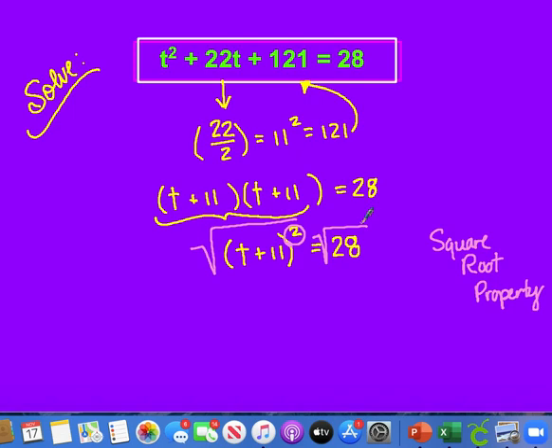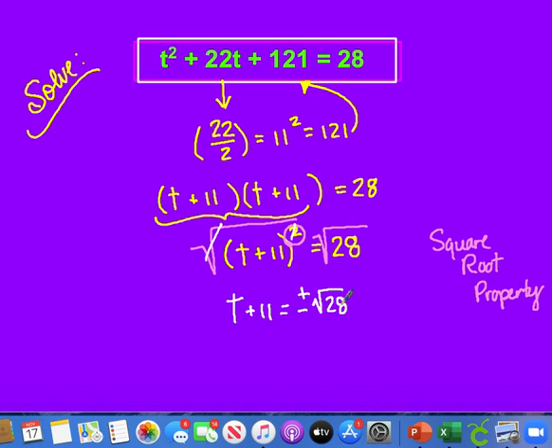It is not a perfect square, and that's okay. All right, but when I square root the left side, I'm going to undo the square and be left with t plus 11. Now, when using that square root property, remember that it could have been a positive t plus 11 or a negative t plus 11. So I'm going to transfer that over to the 28. So it's going to be positive or negative square root of 28.